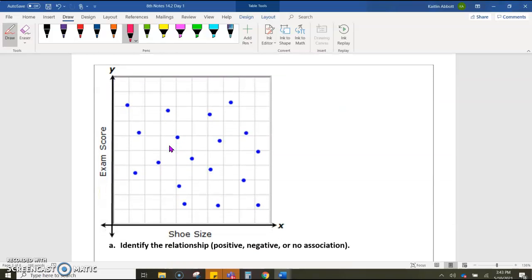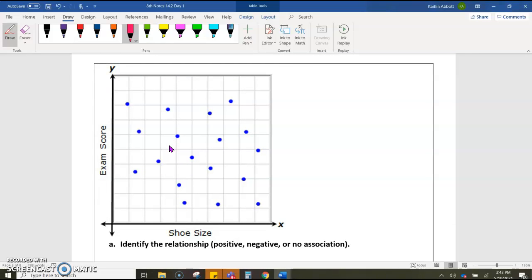All right, here's my last example, super quick. So we have an exam score and shoe size. So this was a thing that they did, and do you see how the dots are everywhere? They're literally everywhere. Can I make a line that goes through all the dots? And can you see a pattern? Do you see a pattern either going up or down? I can't see one.